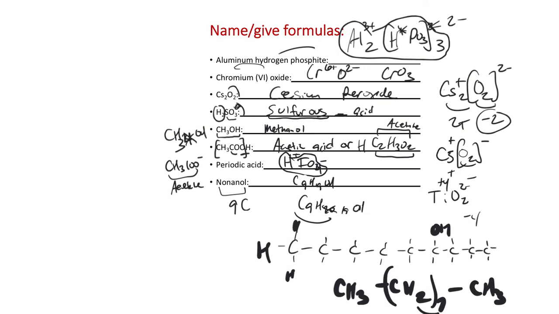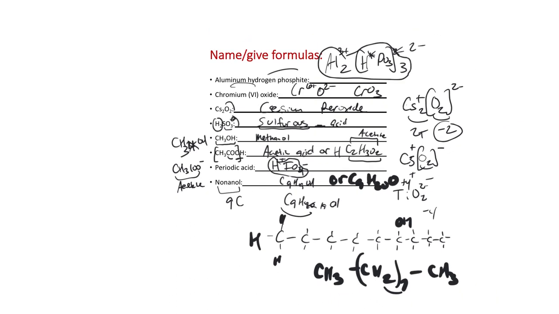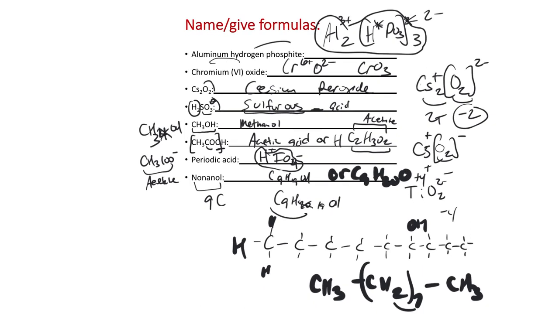So the formula C9H19OH, you could also call it C9H20O, but that's not as common. You can write it condensed or descriptive.